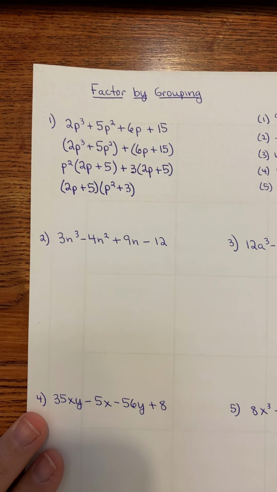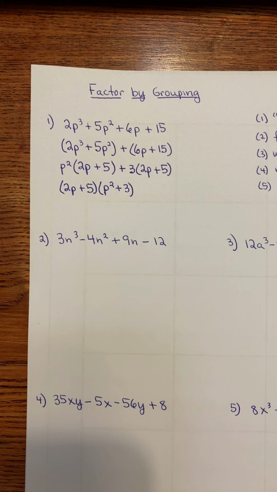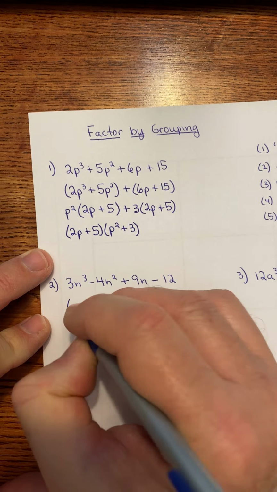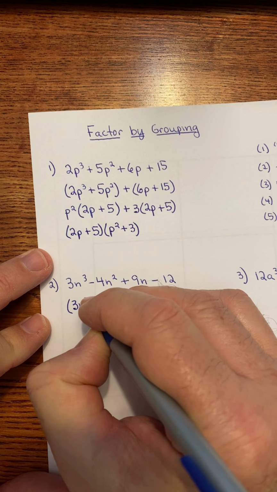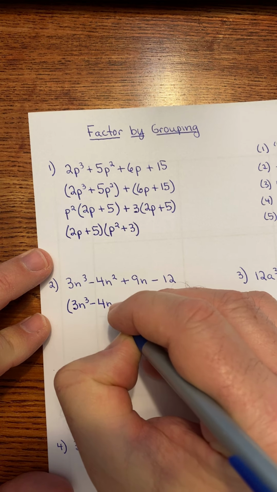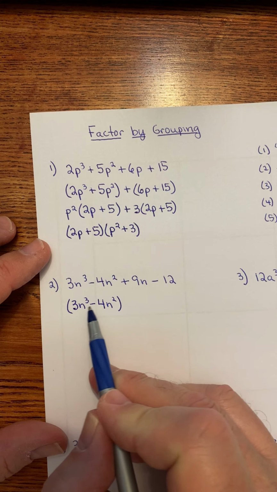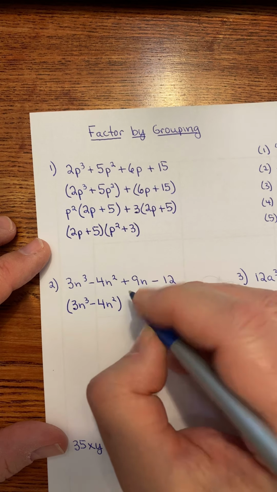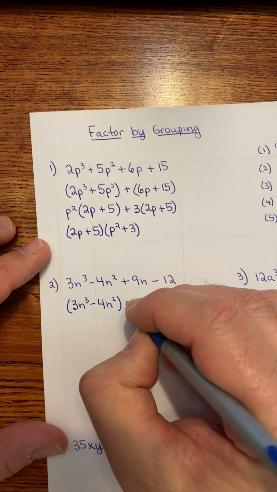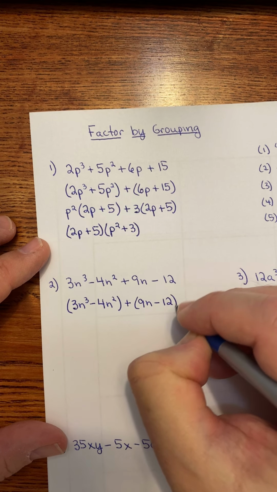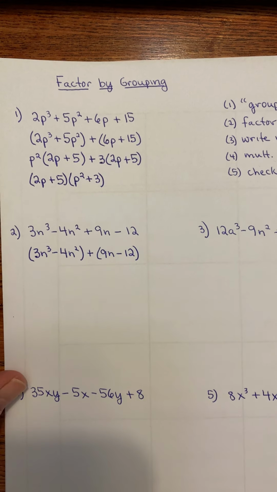Problem number 2. Again, you can pause, you can rewind, and then look at these notes or follow these steps here. So step 1, group pairs with the GCF. I always check to see if I can group the first two. It's not always the case, but in this case it is. And I like to keep the order the same, positive, negative. And this is positive, negative. I'm going to show you what I mean by that in a minute. Might have to do something different on another problem. So I'm just grouping pairs together.